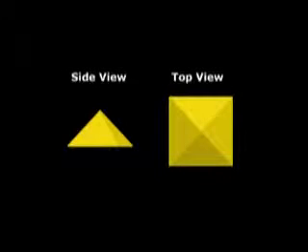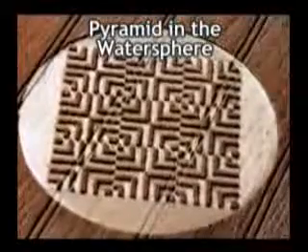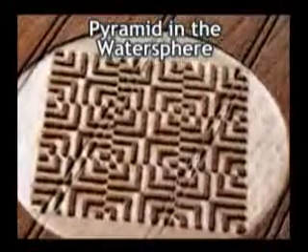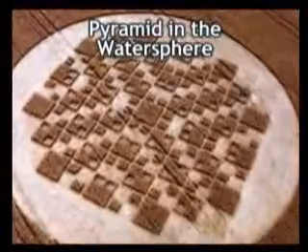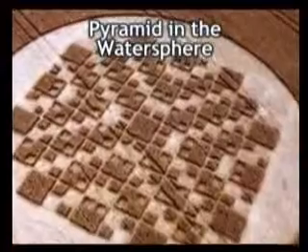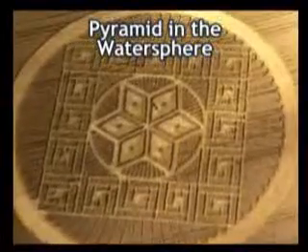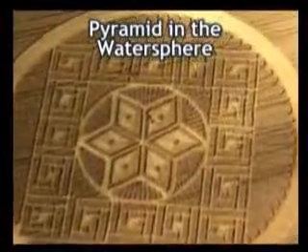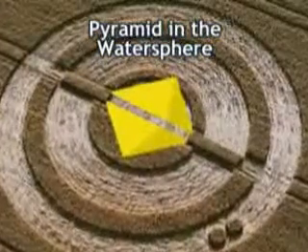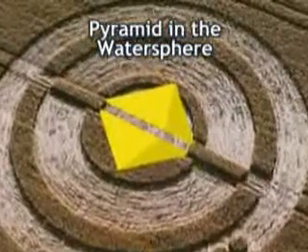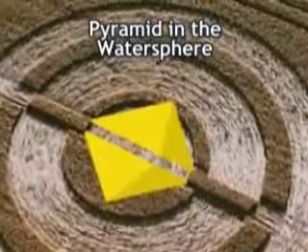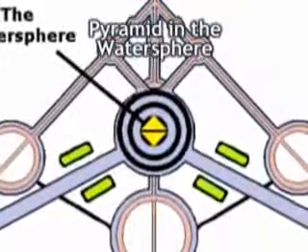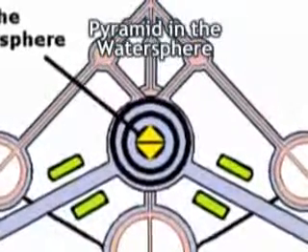A pyramid looks like a square from above. In the crop circles, this is exactly how the pyramid is depicted: a square shape encompassed in a large circle. Remember, this shape exists at the very center of the water sphere. This means that it is at the exact center of the tetrahedron structure.